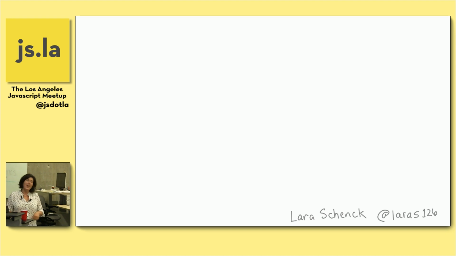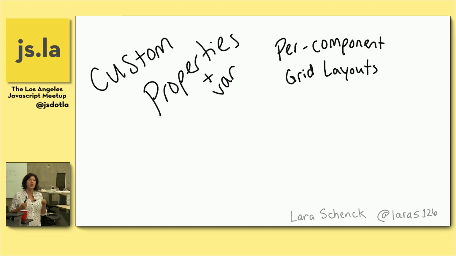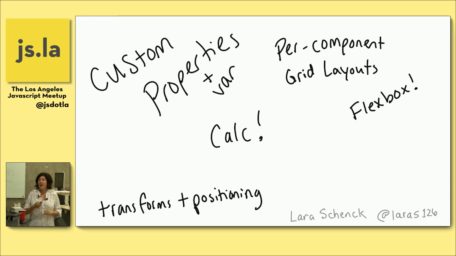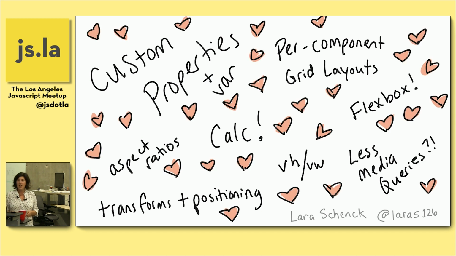Okay, and I'll do this slide just to show some of my favorite optimized CSS things. So custom properties plus the var function. I would love to do another talk about that. Game changer with CSS, custom properties, amazing. Per component grid layouts. CSS Grid, if you haven't spent an hour, go to CSS Grid Garden and do the exercises. It's amazing, it's so fun. Calc, math is great. Flexbox, yay! Transforms and positioning. Transforms are incredibly performant properties to animate, they're great. Viewport height and width, aspect ratios, less media queries, yay, hearts for everything.